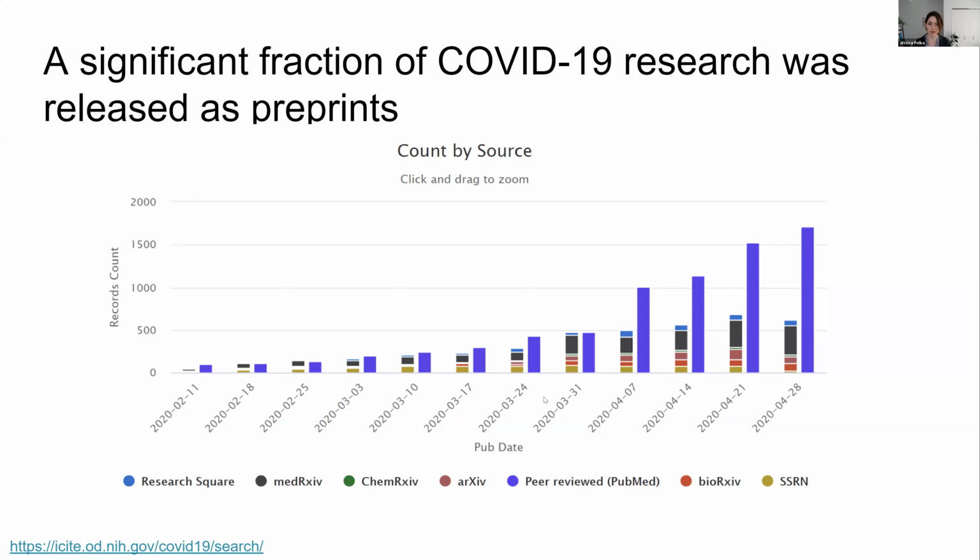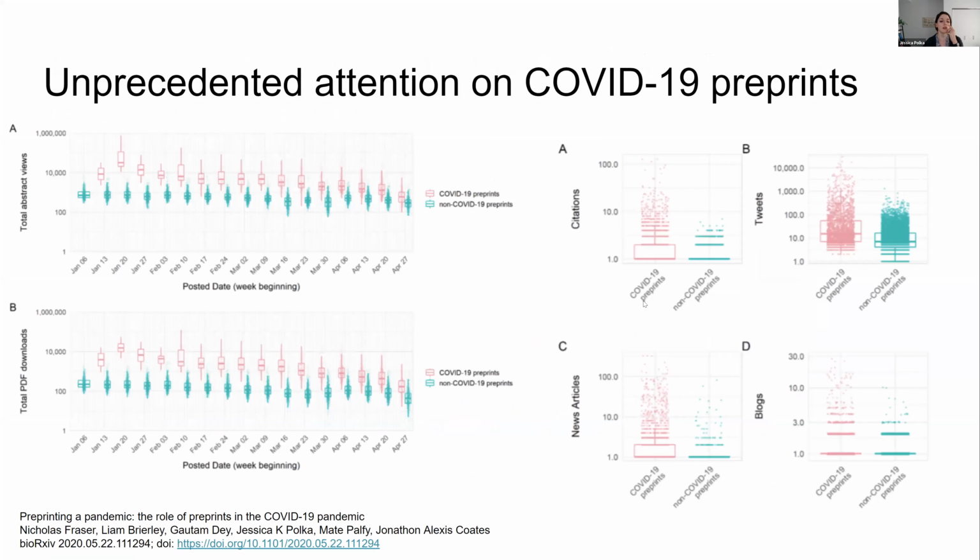And this is accompanied by major growth in the submission rate to medRxiv, which has become kind of the major destination for preprints related to COVID-19, though they are also found on many other servers. So together with some colleagues, we analyzed the attention and characteristics of COVID-19 preprints, and found that preprints on COVID-19 were receiving approximately tenfold as many abstract views, PDF downloads, tweets, and general attention as non-COVID-19 preprints.